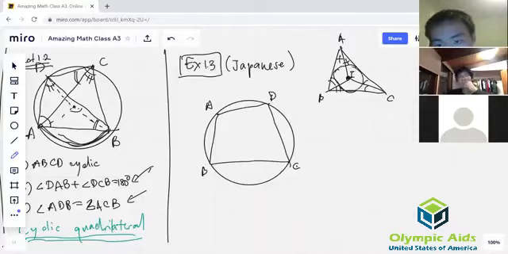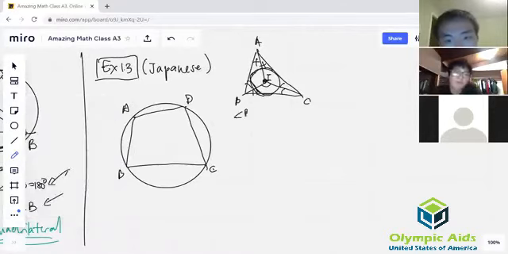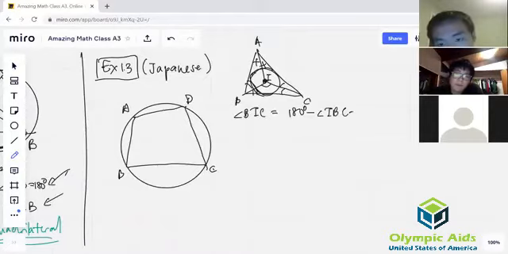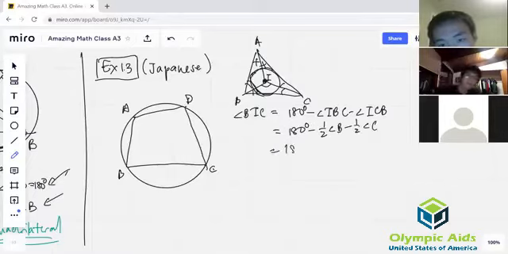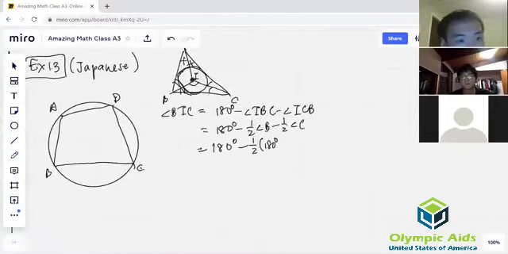And a key property of the incenter, you can go through the angle chasing, is that angle BIC is equal to 180 degrees minus angle IBC minus angle ICB. These are angle bisectors, so this is 180 degrees minus 1/2 of angle B minus 1/2 of angle C. Angle B plus angle C is 180 degrees minus angle A.